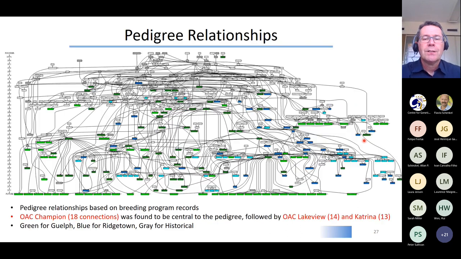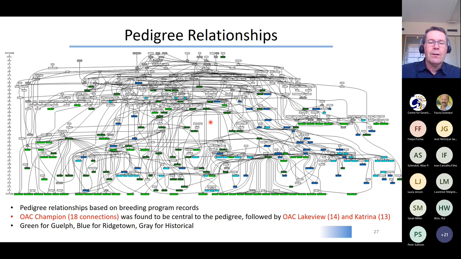So I don't expect you to be able to read this. However, this is actually a really neat program that Rob came across, which was able to graphically show the pedigree relationships of the entire panel of our cultivars, of our germplasm. So the pedigree relationships, this would be the earliest, the founder lines. If you look at the left, that's the 1900s all the way to 2016. So how they were all interconnected is shown in this picture.